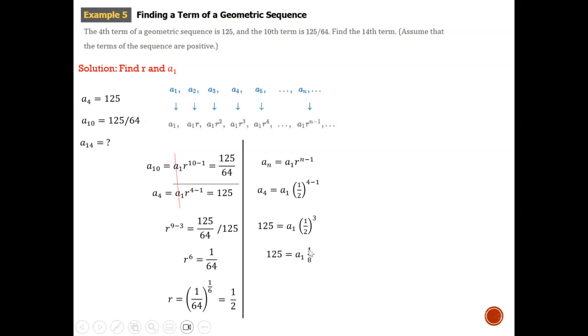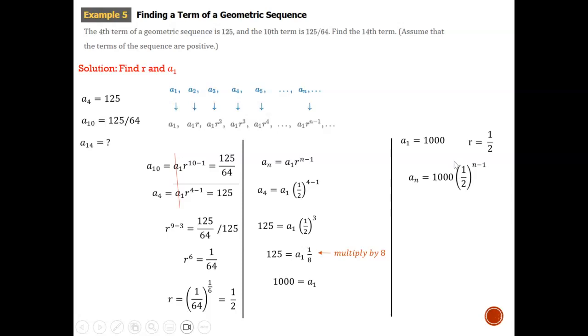So I need to cancel the 1/8, so we multiply both sides by 8. It's going to cancel on the right side. So 125 times 8 will give us, I believe, 1,000. So a1 is equal to 1,000. So I got my a1 and I got my ratio. Just plug them in.